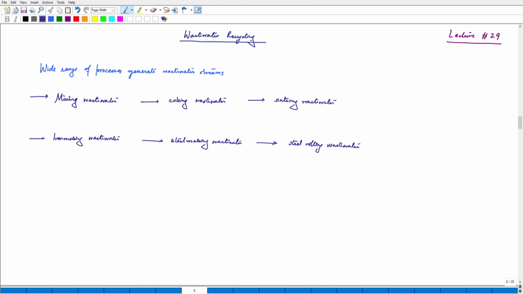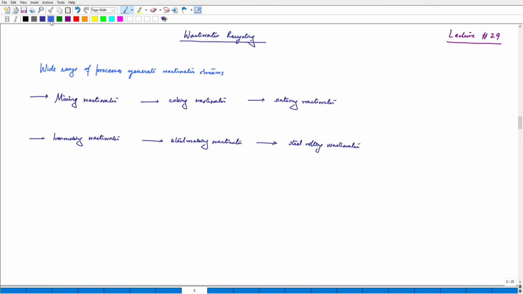And then we have the cold rolling process itself, which consumes water, and that water can contain a large amount of metal ions which can be brought back into the material cycle. So we see that these are the broad categories of wastewater that is generated in different processes.